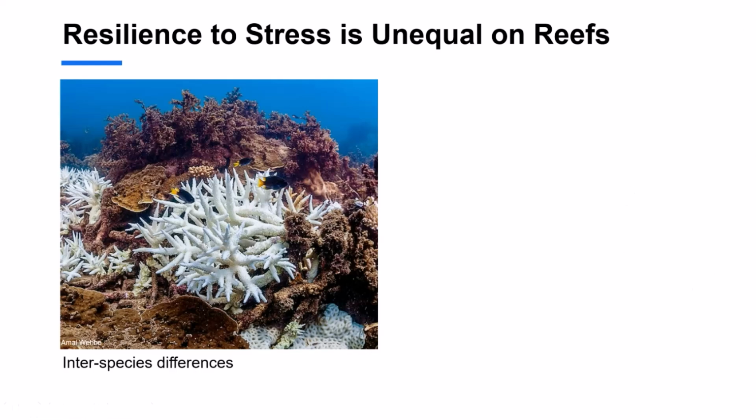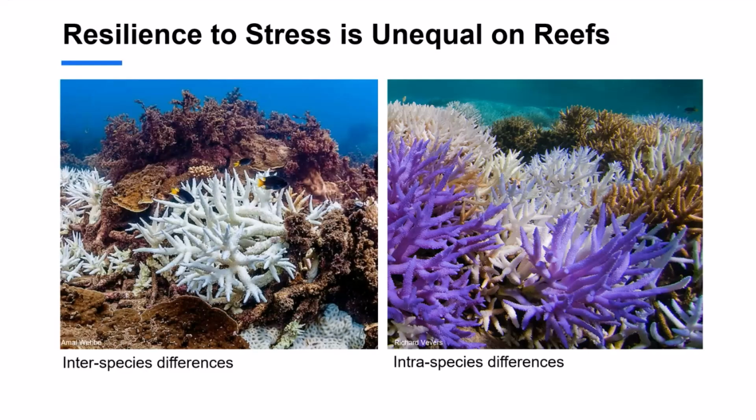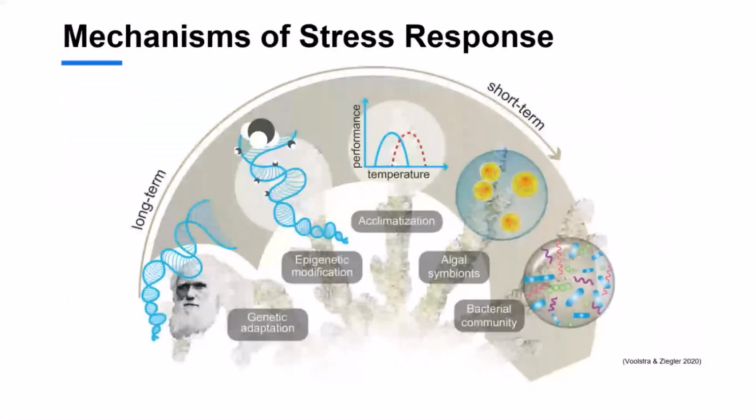And while these differences between species might be a little bit intuitive or somewhat obvious, there can also be differences between members of the same species. So in this example, we can see the bleaching event left some within this species of Acropora completely untouched, some in this sort of transitory state of fluorescence, and some entirely bleached. So, a coral's resilience to stress and its ability to survive a stressor is a pretty multifaceted and complex process.